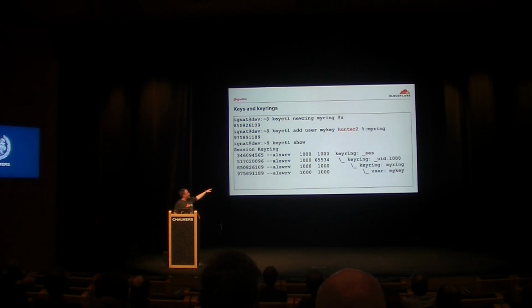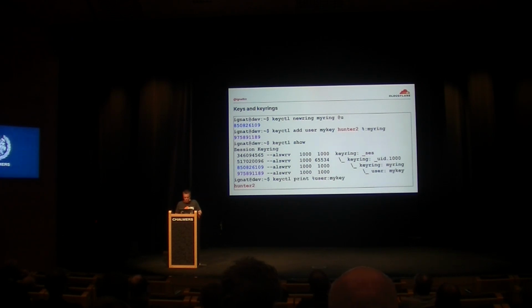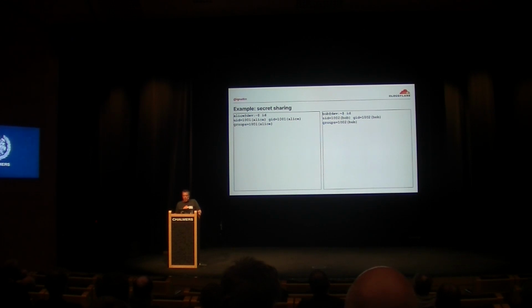So I have the session keyring, underneath I have my user keyring, my custom keyring called myring, and my key. And all the IDs are here. Also, because I created this key, I have all the rights to that key, so I can read it back and see my secret data is hunter2. A more interesting example is key sharing, or secret sharing, between two users on the system.